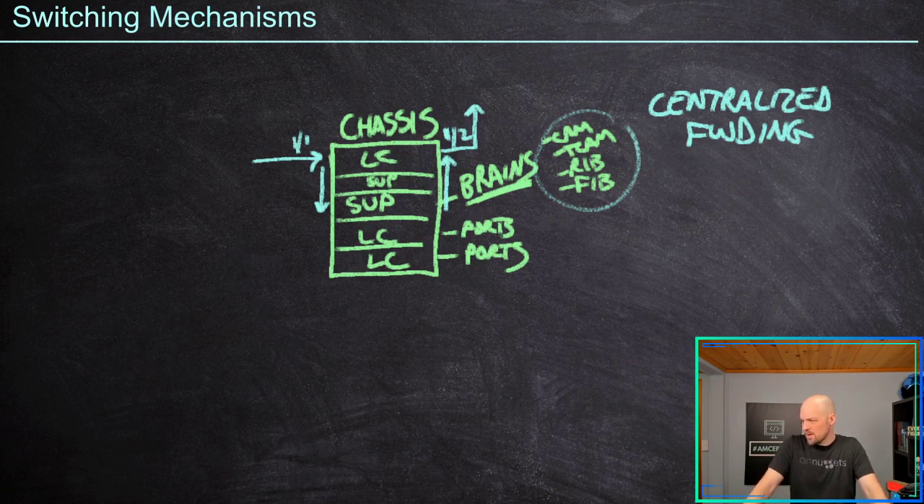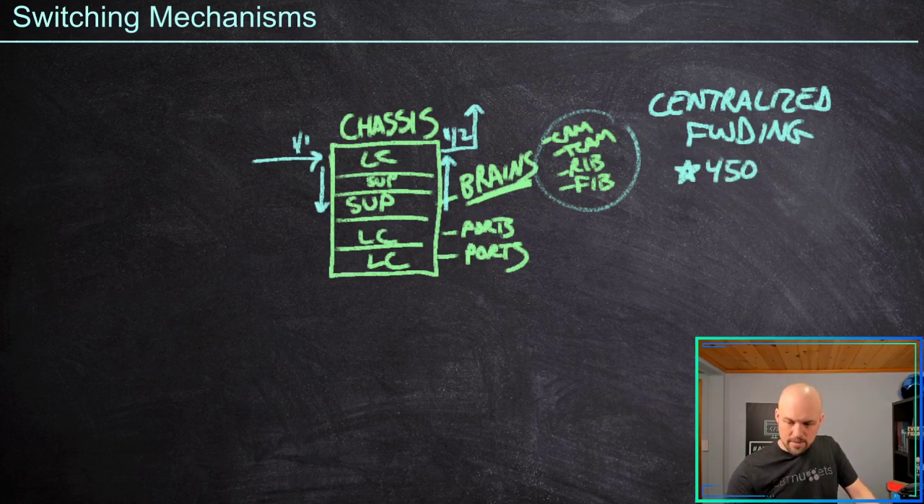I just wanted to make sure I got the term right there. When we're talking about that, the tables are only going to be on the supervisor. Now, when we think about centralized platforms, usually what we're talking about are going to be 4500s.